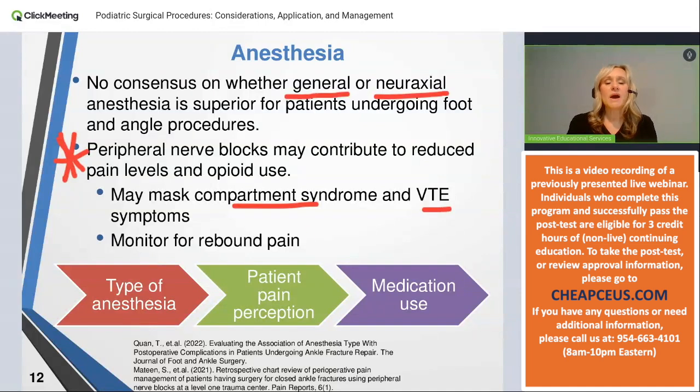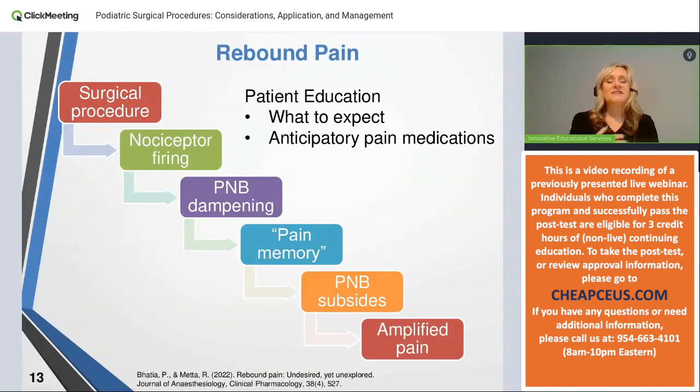And then also rebound pain. This is a concern with patients who undergo peripheral nerve blocks. The challenge with rebound pain is that the goal of the nerve block is to have the patient use less pain medication so they are not at a risk for that opioid dependency. And then also it's controlling the pain to get them up and moving earlier to minimize complications and length of stay. We know this, that's nothing new.